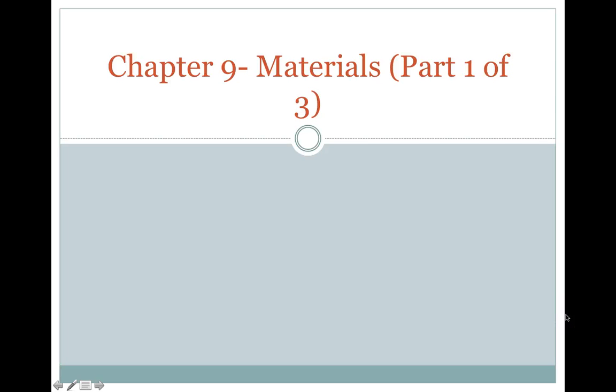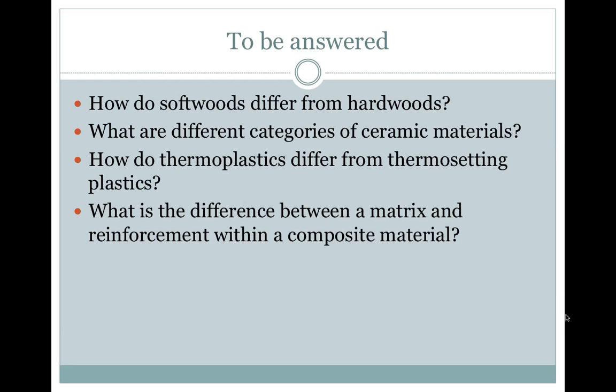Chapter 9, Materials, Part 1 of 3. The questions that we're going to answer: how do soft woods differ from hard woods? What are different categories of ceramic materials? How do thermoplastics differ from thermosetting plastics? What's the difference between a matrix and reinforcement within a composite material?